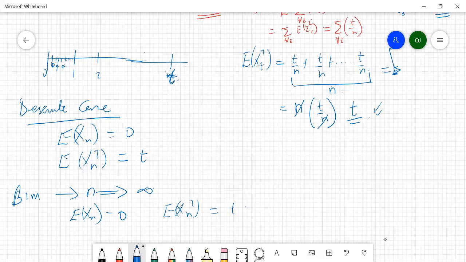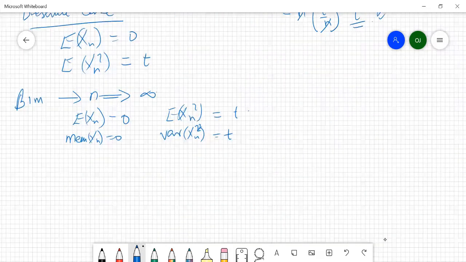That tells you that the variance of xn becomes t, and the mean of xn becomes 0. Remember, when n is large, then xn is a Brownian motion.